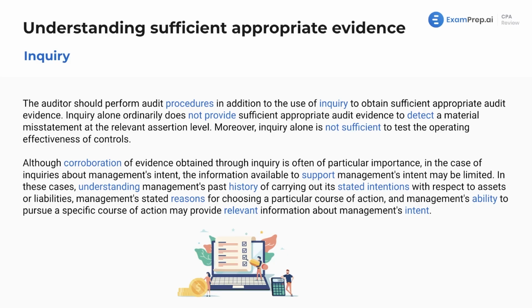Moreover, inquiry is not sufficient to test the operating effectiveness of controls. Yes, we can ask the people who work at the company. It is our job as the auditor to, yes, get those points of inquiry, get those written and oral statements from individuals and members of the entity, but then also to perform procedures in order to verify all those statements. But although corroboration of evidence obtained through inquiry is often of particular importance, because you're getting these written statements from people attesting to something, there's a lot of weight to that.